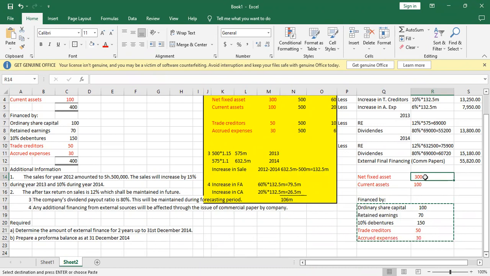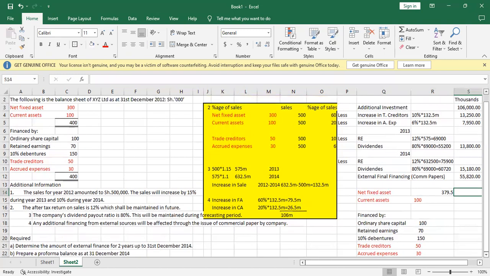So I'm taking 60% of 632,500. I've been able to get 379.5 million. You can check. You're getting 379.5, which is the same as I had. If you look at my balance sheet, I had 300. So if I add the increment, which is 79.5, I'm going to get 379.5.